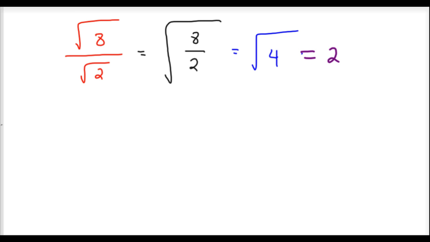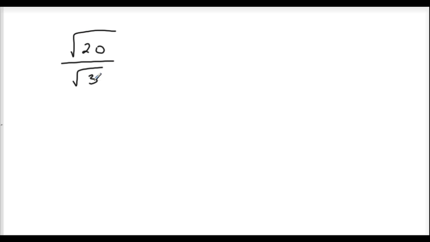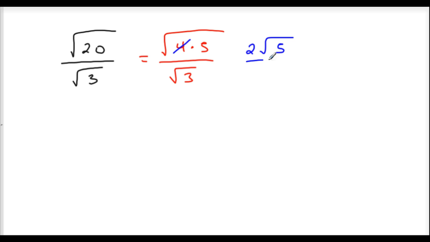Next example. Square root of 20 over square root of 3. If I put this together, can I divide 20 by 3? I can't get anything even, right? Can I simplify square root of 20? So I can break this up into square root of 4 times 5 over square root of 3. I can't touch that. Square root of 4 is 2, radical 5 over radical 3.